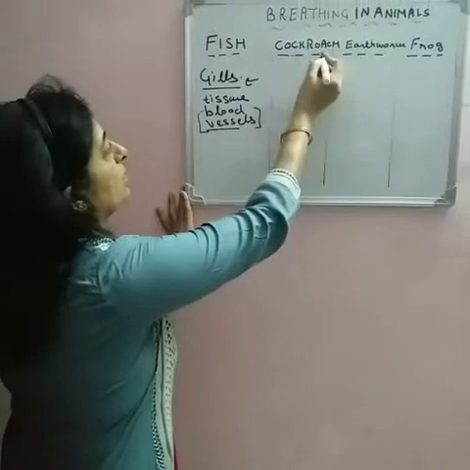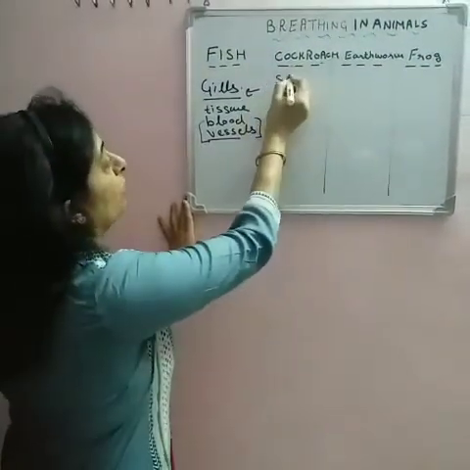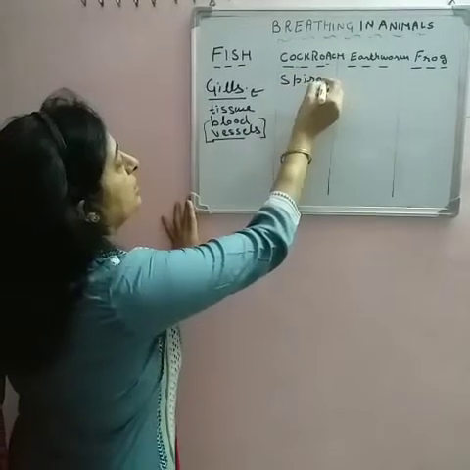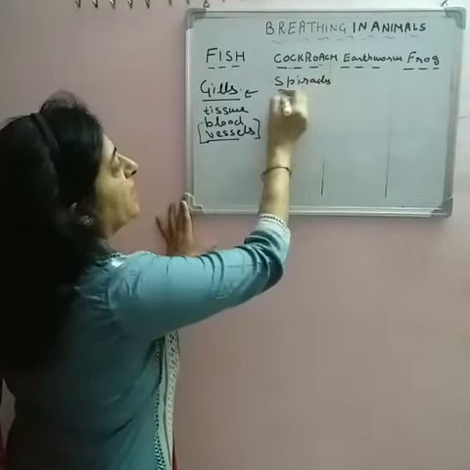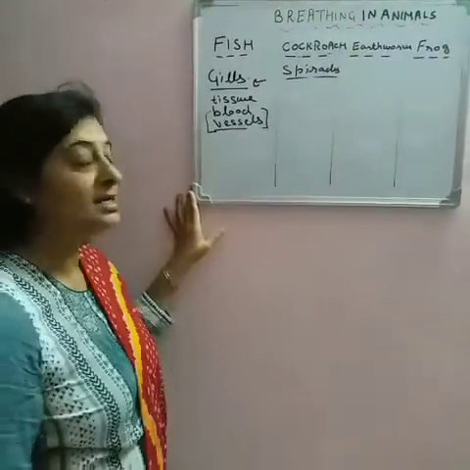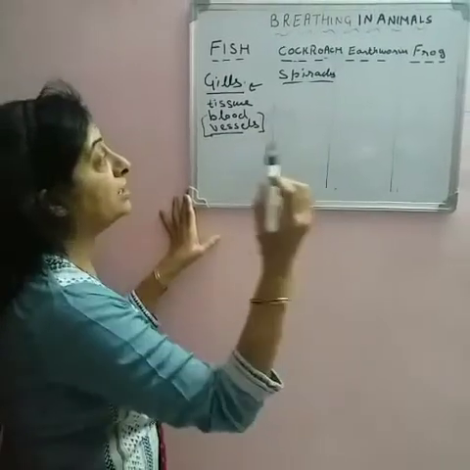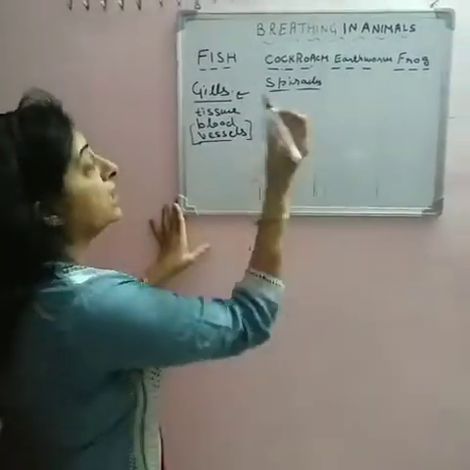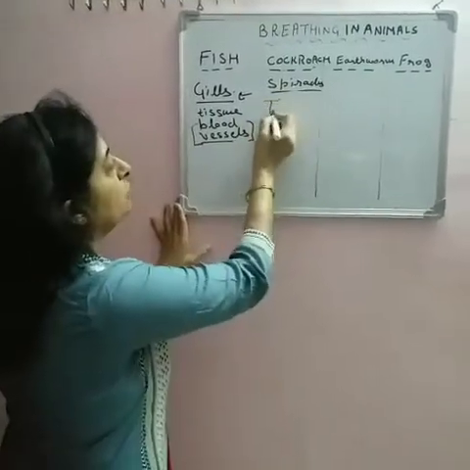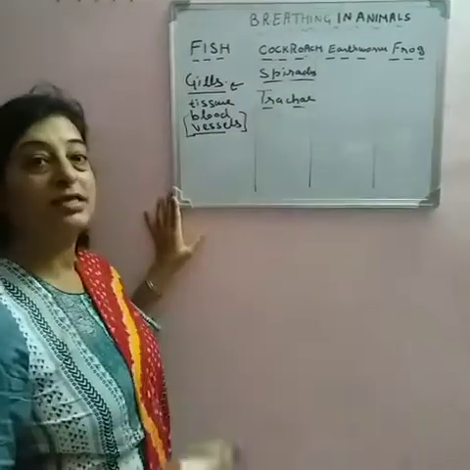Now if we talk about the cockroach, cockroaches breathe with the help of tiny pores on their body, and these tiny pores are known as spiracles. In the body of the cockroach, they have a network of air tubes. These air tubes are known as trachea.